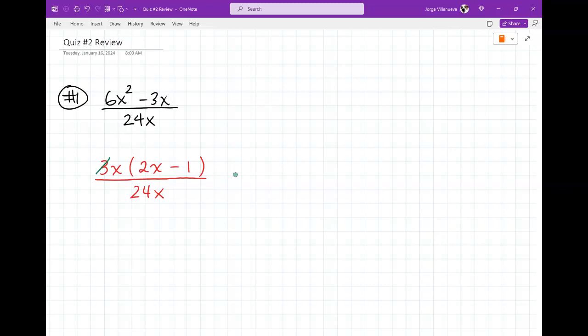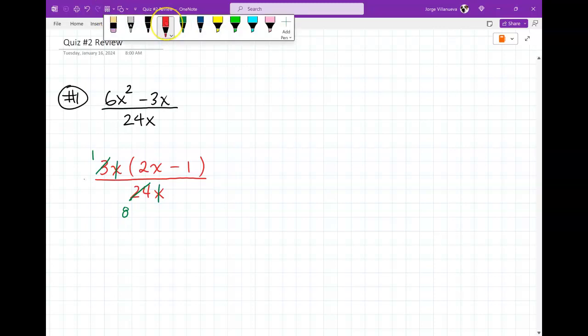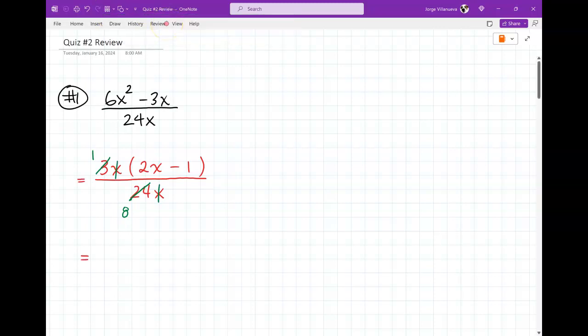I'm going to reduce this 3 to a 1 and 24 to an 8, because 3 goes into 24 8 times. And then I can cancel those x's, right? So this x will get canceled with this x right here. So my final answer for this thing, on top, I have a 1, which I don't have to write, but there is a 2x minus 1 there. And on the bottom will just be an 8. All right, and this will be your answer for that problem.